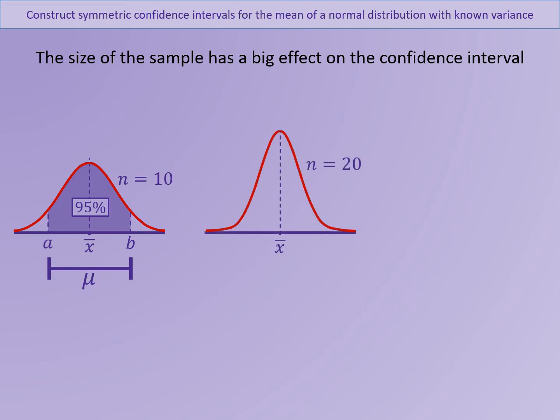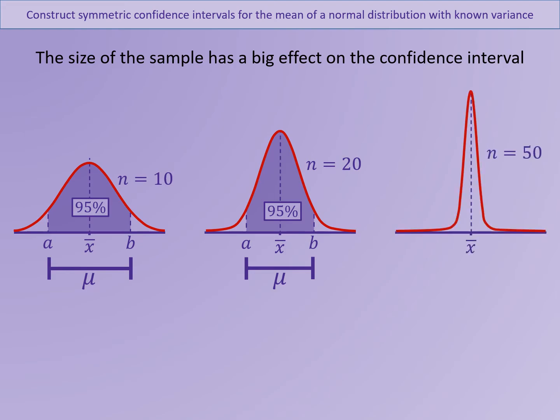If we had taken a larger sample of 20, we would assume that the sample mean for this sample is a better approximation and therefore more accurate for working out the mean of the population. So therefore, the confidence interval that we would get would be narrower. A and B would be closer together. We are still 95% confident that mu now lies between these two values A and B, which are closer.